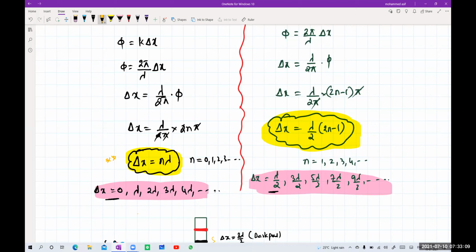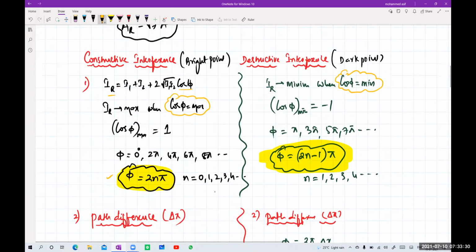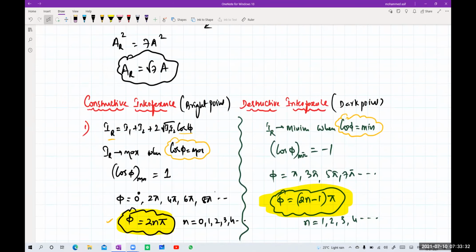And what is the value of delta x? If I take n equal to 0, then we are getting the first maxima at the central maxima. 0 means central maxima only, no? The next one is at the distance of lambda, where we are getting the first maxima. Like that, at 2 lambda, 3 lambda, 4 lambda, we go on getting the maxima. Is it clear? Yes, sir. In the same way, destructive interference also.